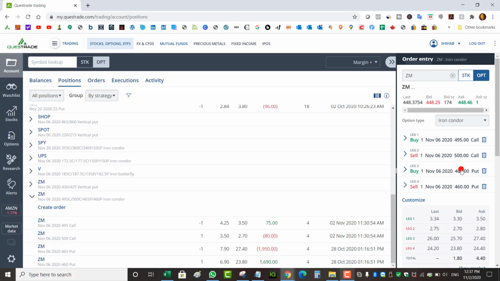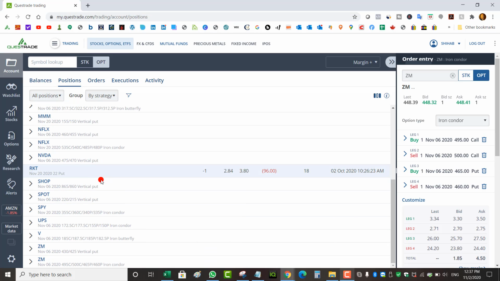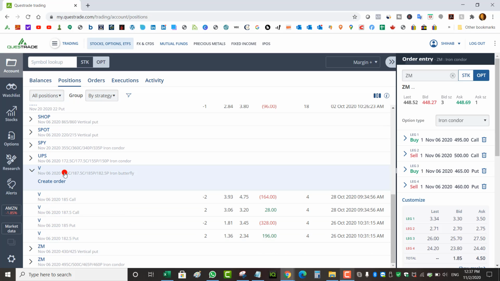So what is an iron butterfly? Basically, an iron butterfly is the same thing as an iron condor, except that the short strikes of the put and the call are the same. So as you can see, the short strike on the put is 465 and the short strike on the call is 495. If it was an iron butterfly, the short strike would be the same, so it would be 465 for the put, 465 for the call. I've got an iron butterfly on Visa. The short strikes are the same, 185 for the put, 185 for the call.